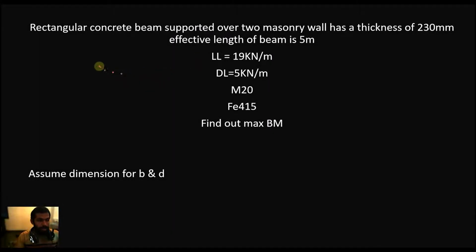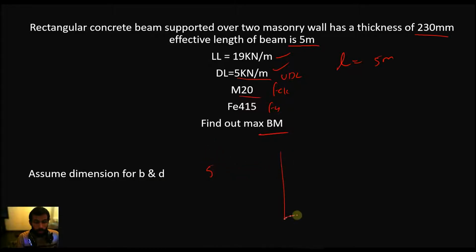Alright, it's a simple question: there is a rectangular beam supported over two masonry walls. The thickness of the wall is given, which is not required in this problem, and the length of the beam is given as 5 meters. Then the live load and dead load are given as a UDL, the grade of concrete, fck, and fy are given, and we need to find the maximum bending moment. It's also given that we need to assume a certain size for the beam, and in this problem I'm going to assume the size of the beam to be 230 millimeters by 500 millimeters.